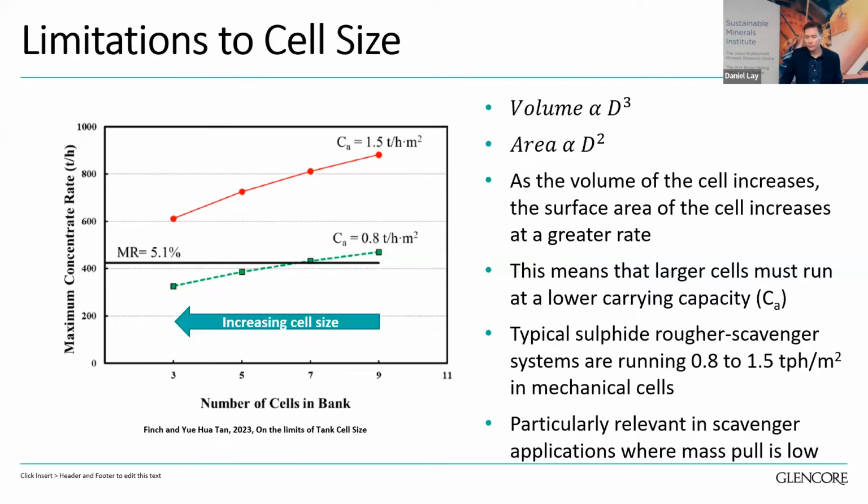For example, Finch recently published a technical note on the possible limits to cell size. The reasoning is that while the volume increases with the diameter cubed, the cross-sectional area only increases with the diameter squared. This means that the larger the cell, the more surface area per ton of concentrate produced, and therefore the lower the carrying capacity. This additional area could therefore lead to froth stability and carrying capacity constraints. This is particularly relevant for scavenger applications where the mass pull in an individual cell is very low and froth stability is compromised.